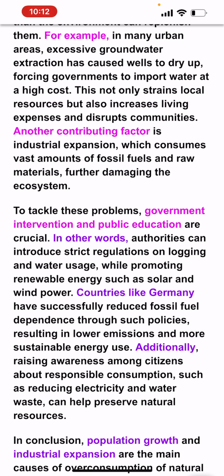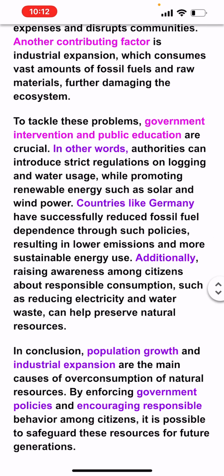Additionally, now I'm giving the second solution by adding a connector, additionally. Raising awareness among citizens about responsible consumption, such as reducing electricity and water waste, can help preserve natural resources. So this is the second solution. So in the second paragraph, I have given two solutions. Now the conclusion.